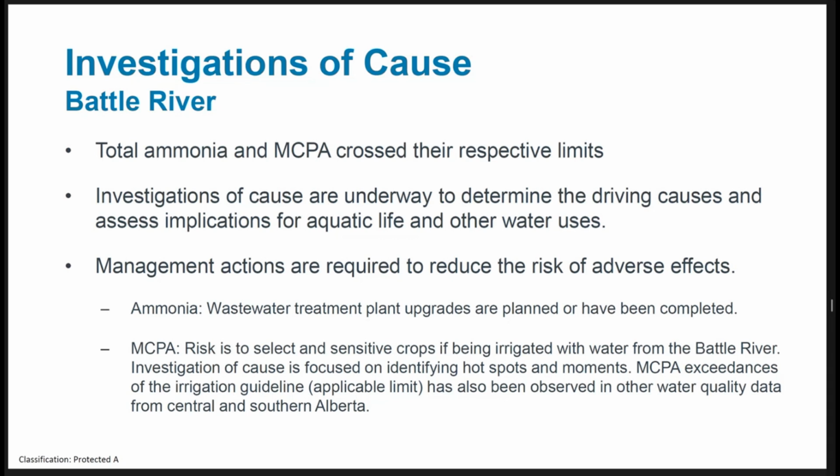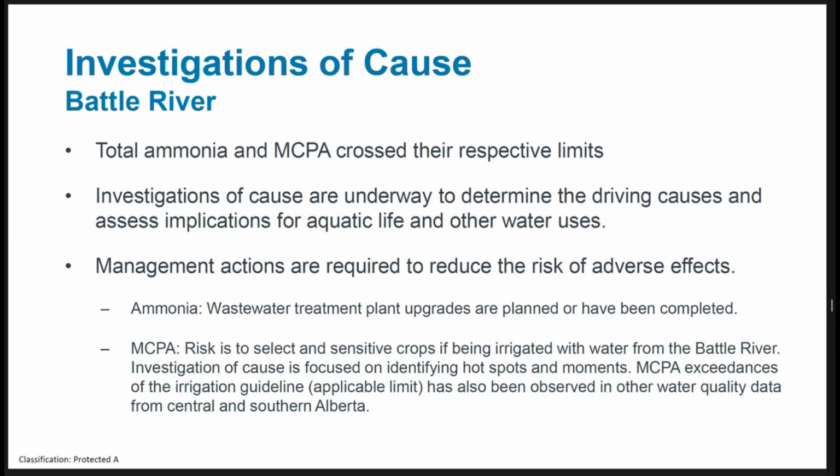Because total ammonia and pesticide MCPA cross their respective limits, investigations of cause are underway for these indicators to determine the driving causes and assess implications for aquatic life and other water users. For ammonia, the driving cause appears to be treated wastewater discharges, with larger wastewater treatment facilities exerting the most influence. In this case, management actions are already being implemented, as several larger wastewater treatment plants on the Battle River watershed are being or have been upgraded, which should improve wastewater effluent quality.